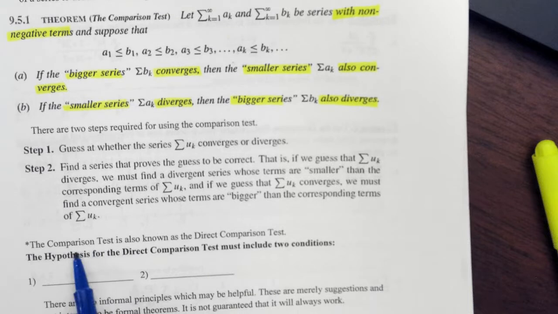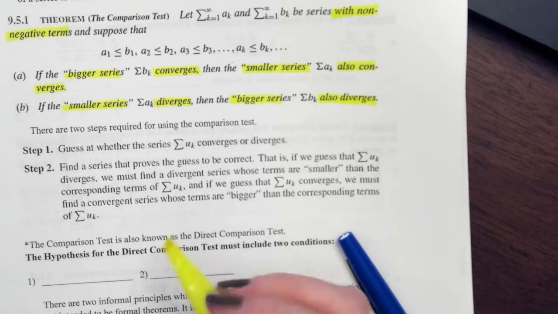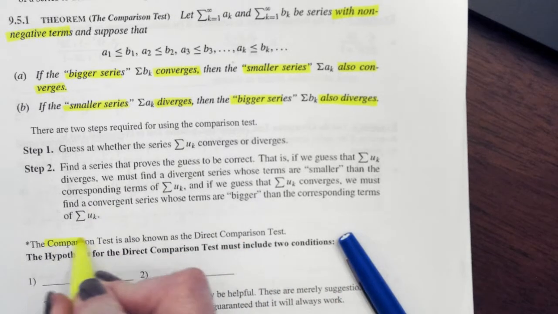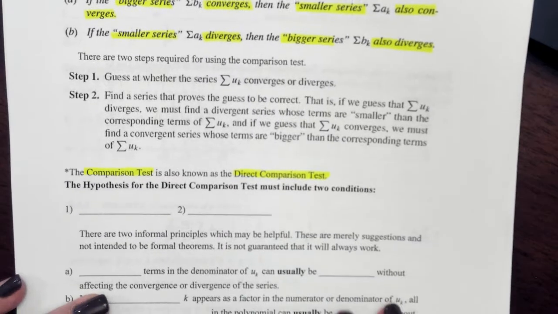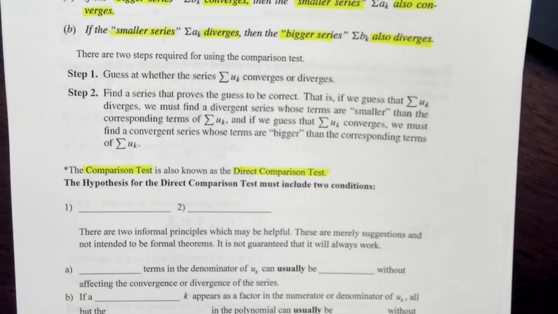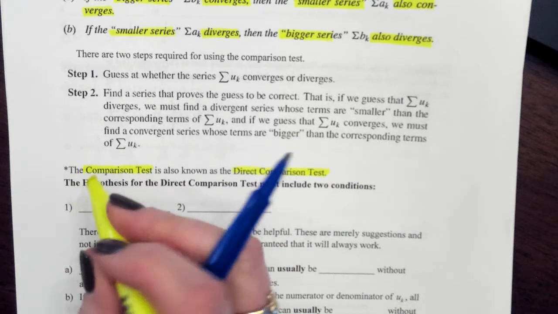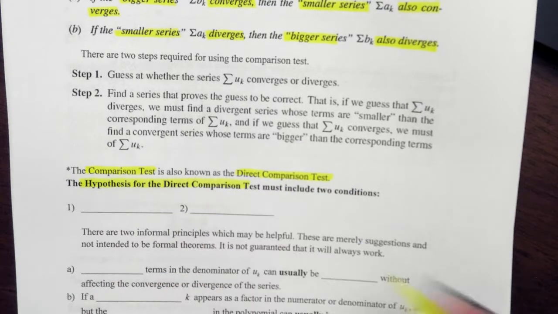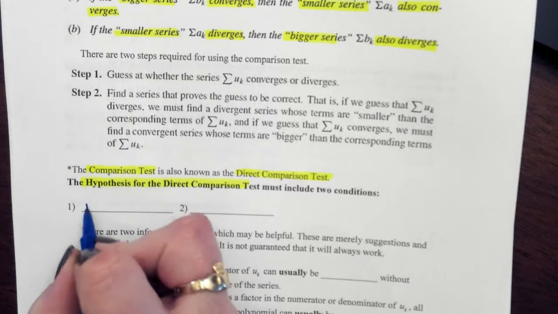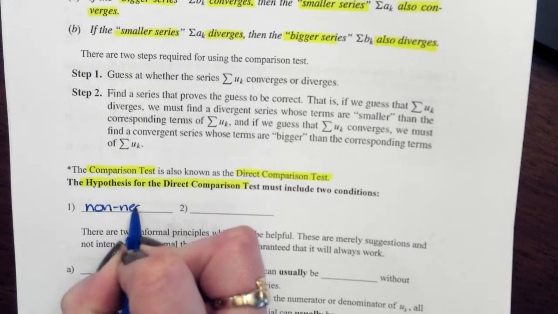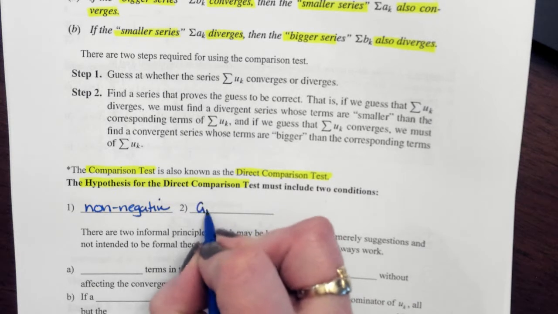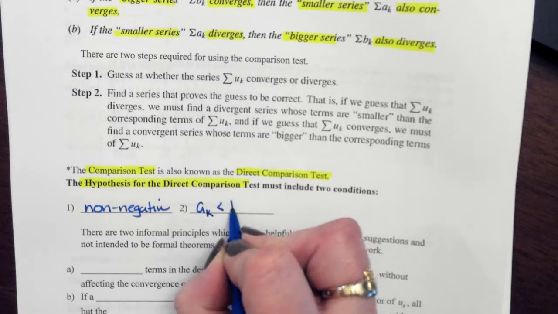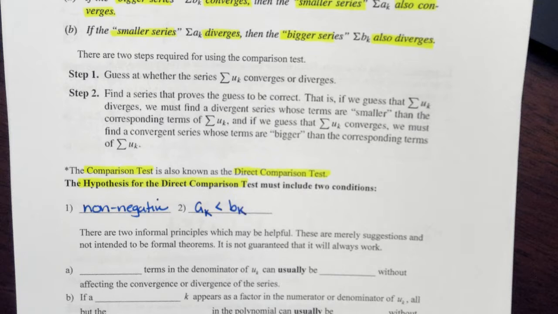So again, the comparison test is also known as the direct comparison test. Some books will refer to it as the direct comparison test or just the comparison test. There is a hypothesis you need to remember for the direct comparison test. First of all, our terms have to be non-negative. And again, one series has to be larger than the other series.